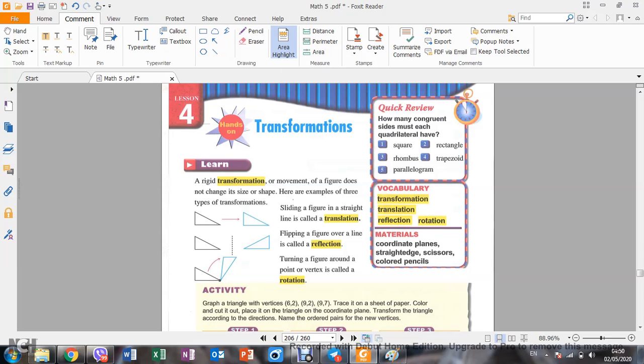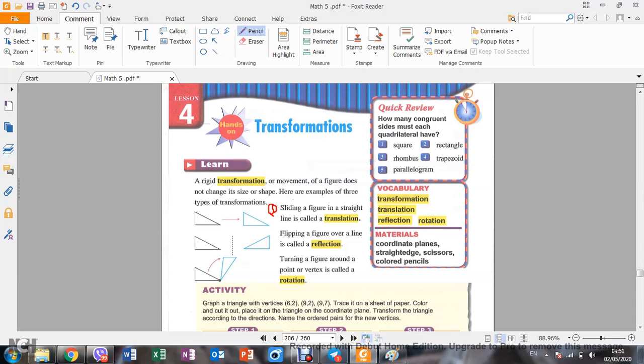The first one is called translation. What is the meaning of translation? It means to slide a figure in a straight line. You can move from left to right, from right to left by a straight line directly, sliding from top to bottom, from bottom to top. We can slide by a straight line. This is called translation, okay.